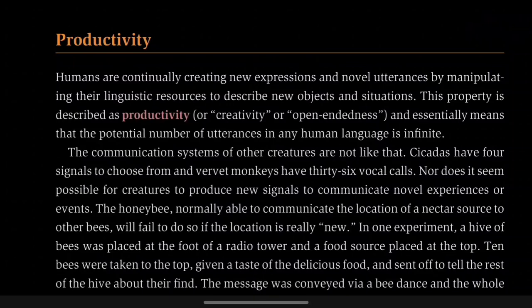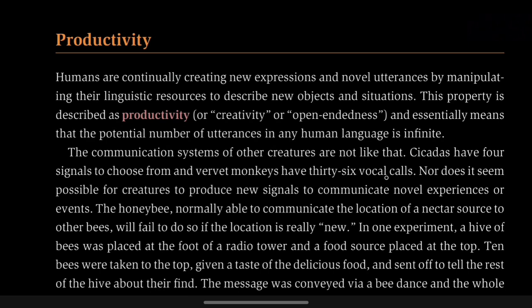This is Zain from Zain for English, and today's lesson is productivity, the third property of a human language. A small definition and an example. It is the ability to create new words for new objects or situations.